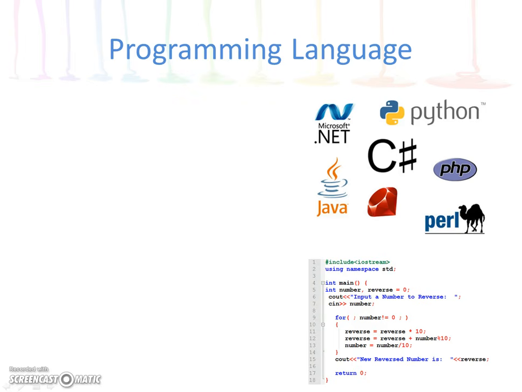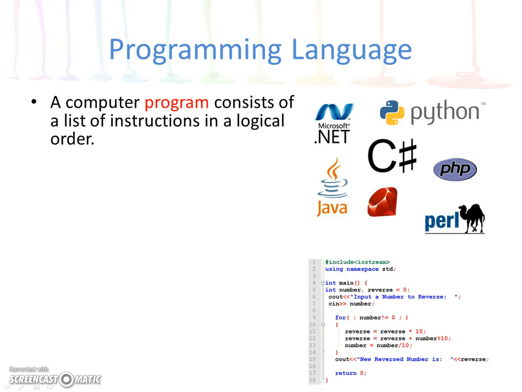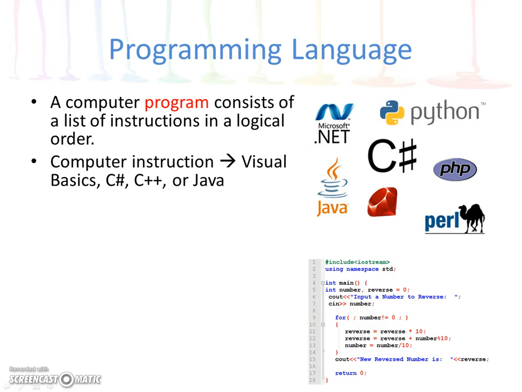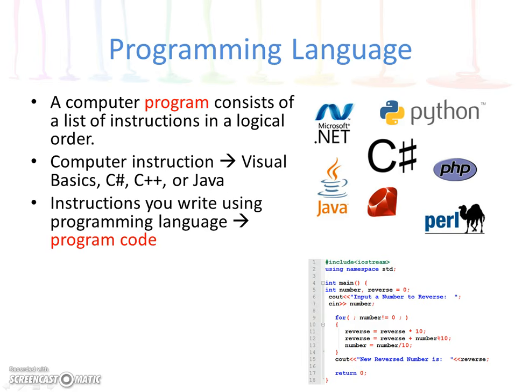So, what is a programming language? A computer program consists of a list of instructions in logical order, very important. Computer instructions are written in languages such as Visual Basic, C#, C++, or Java. Instructions you write using a programming language are called program code. And coding a program is writing instructions. So when you are writing instructions, you are coding a program.